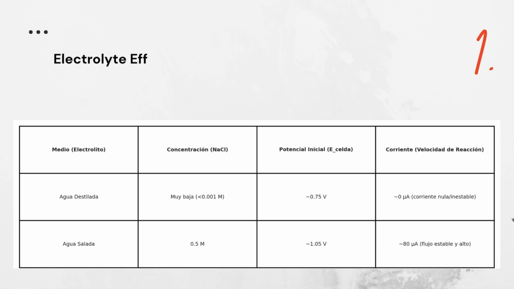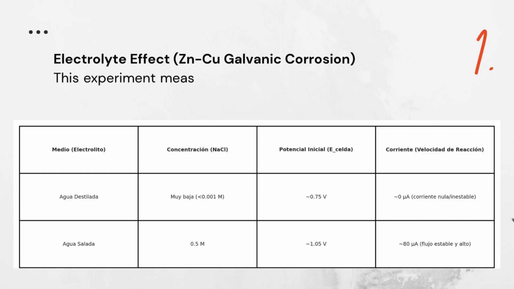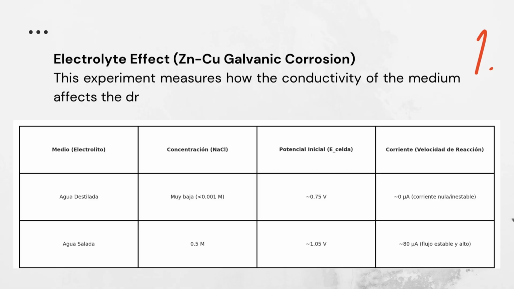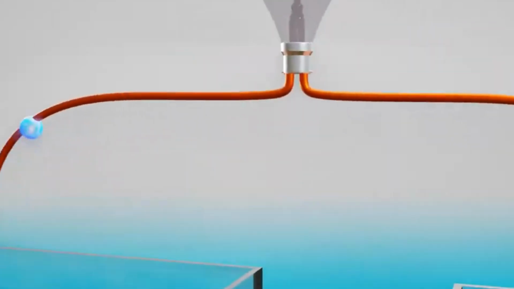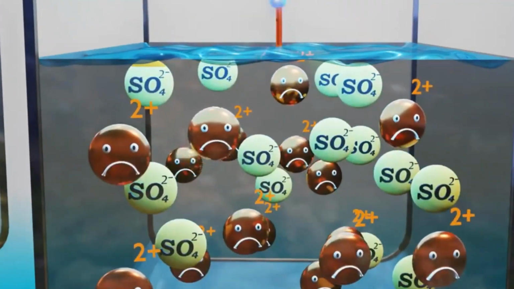Turning to the analysis results, we begin with the ionic kinetics. Experiment 1. Table 1 shows the current flow measured in the zinc and copper galvanic cell in two media. In still water, the current was practically zero. In the 0.5 M NaCl solution, the flow rose to 18 microamperes. This disparity proves that thermodynamics predicts the reaction is spontaneous, but the kinetics are limited by the conductivity of the electrolyte.